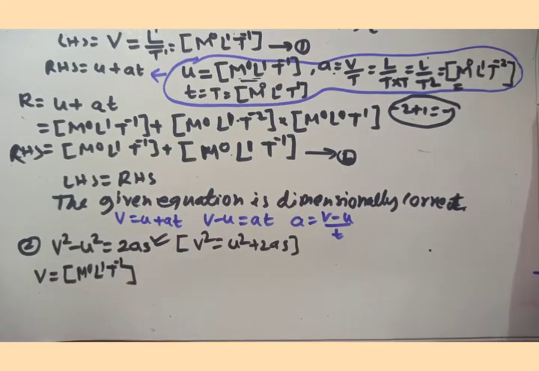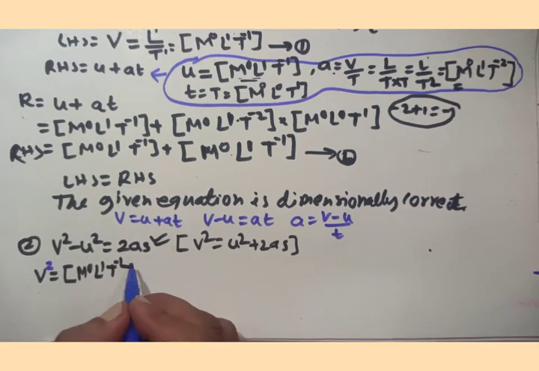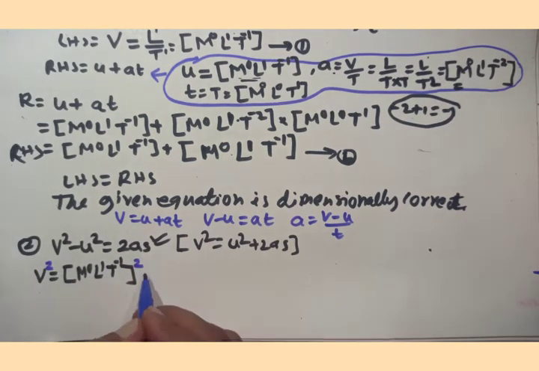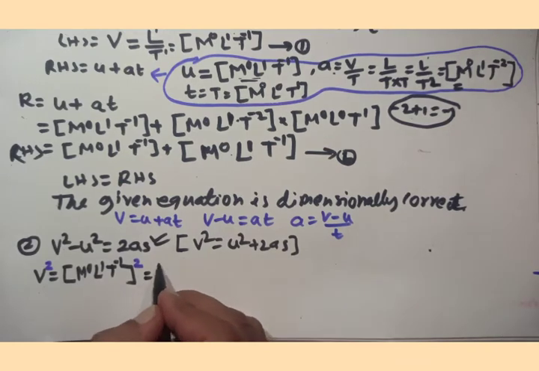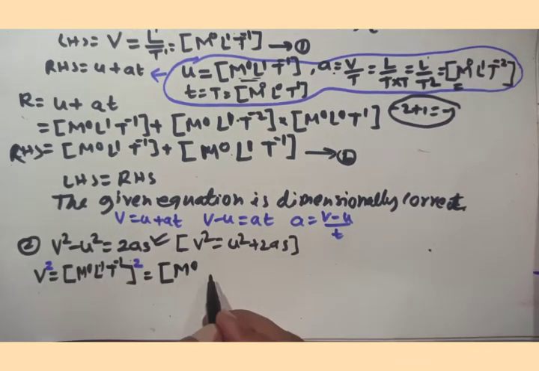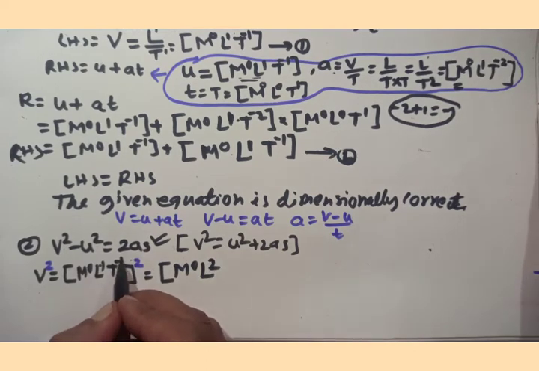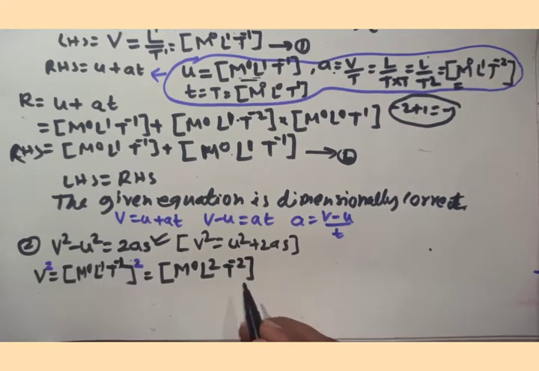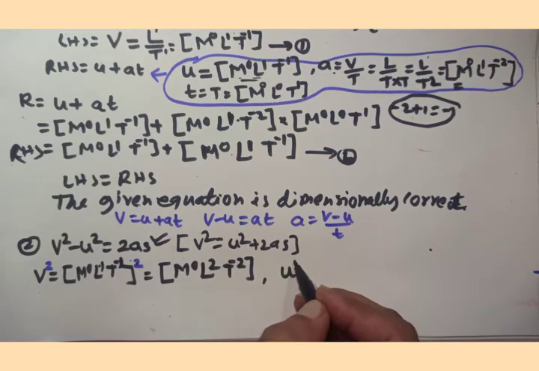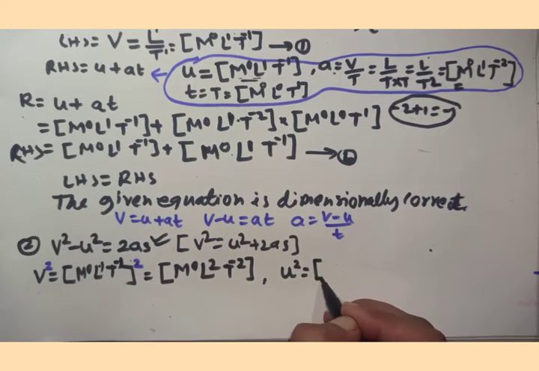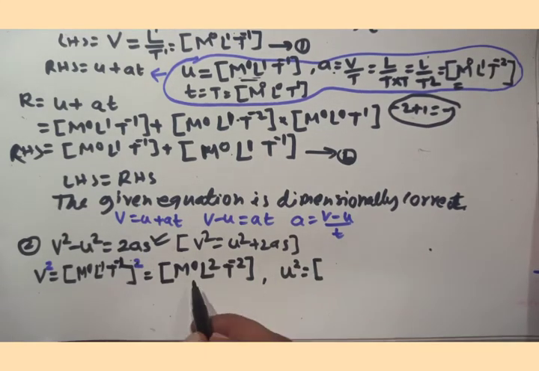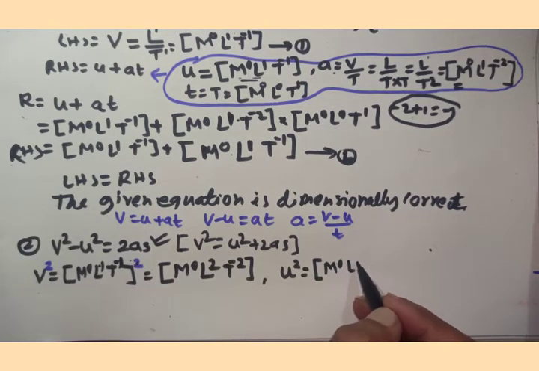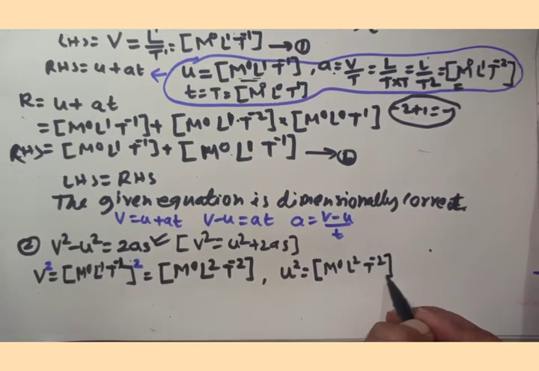But since it's v square, this also becomes squared, which you can rewrite simply: 2 into 0 becomes 0, 1 into 2 becomes 2, and -1 into 2 becomes raised to -2, as simple as that. Then we can find u square. Here u is the initial velocity, so the dimension of initial velocity is very simple: squaring this gives the same thing, M^0 L^2 T^-2. This becomes your left hand side, right?